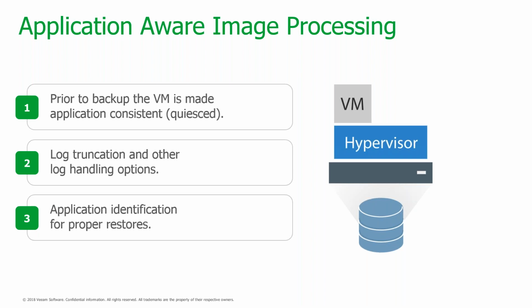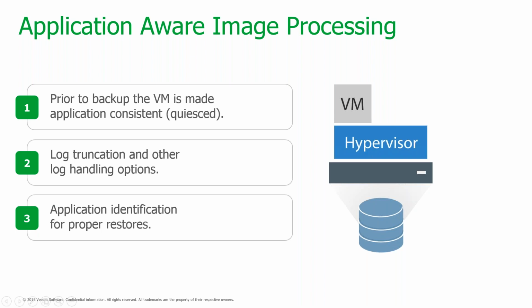The second part of application-aware image processing gives you the option to manage logs. We can handle things like log truncation. We can even perform log-level backups as well for applications like SQL and Oracle. So that'll help augment your data protection strategy, right? That's what a lot of SQL DBAs are doing today with native log shipping. Very similar, only you can have Veeam do it automatically.